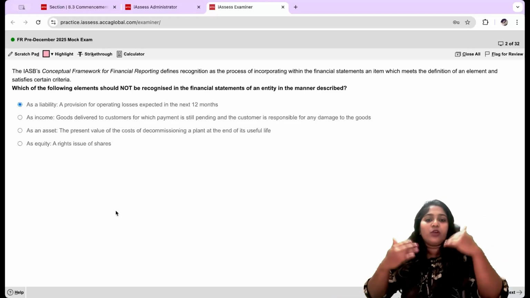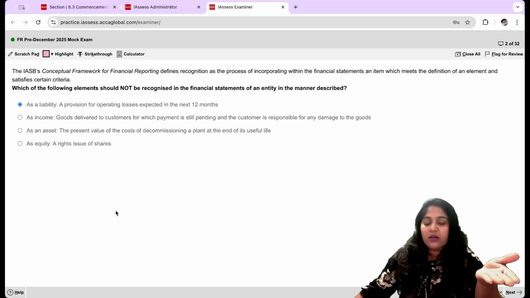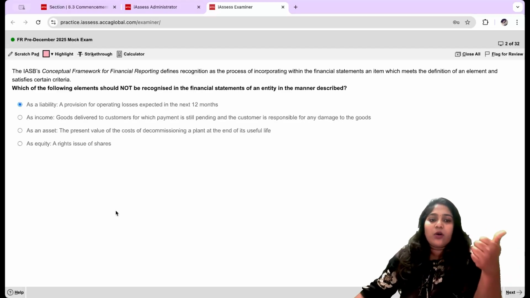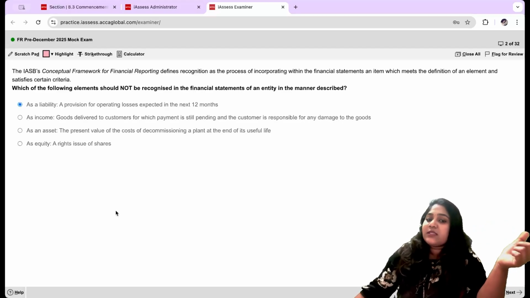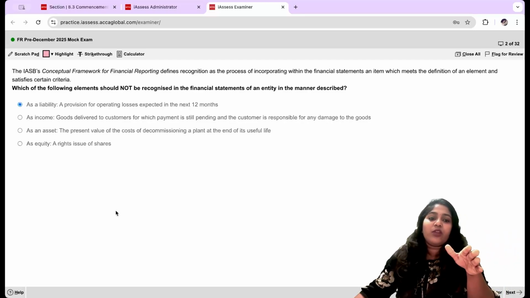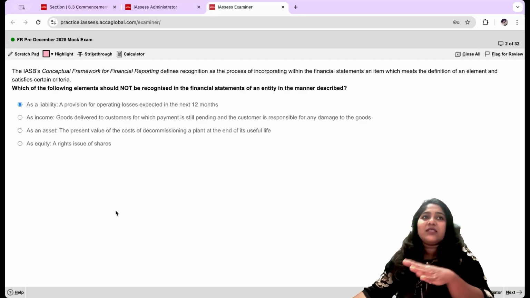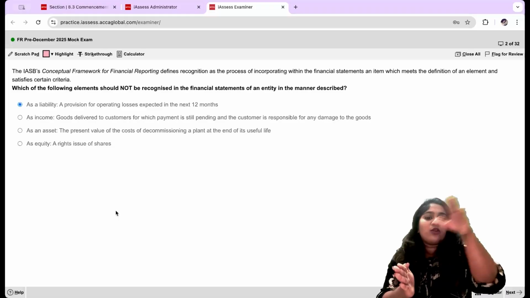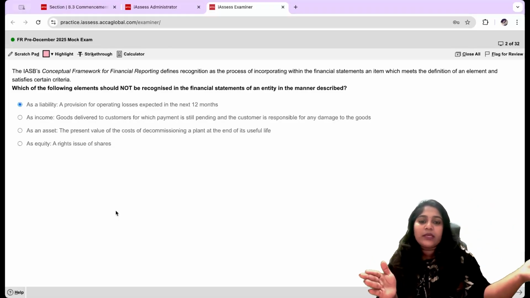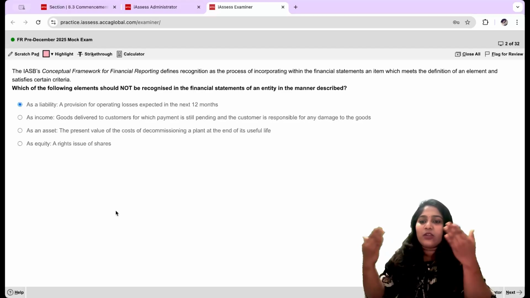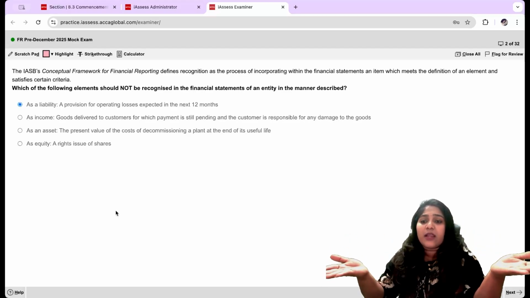But however, for our self satisfaction, we can always read the remaining options. Option B, as income, goods delivered to customers for which payment is still pending and the customer is responsible for any damage to the goods. Guys, I believe as far as the transfer of control of the good is done, then I can consider that as my income. My performance obligation is satisfied, I can treat it as my revenue. That's what they say. It is completely right.